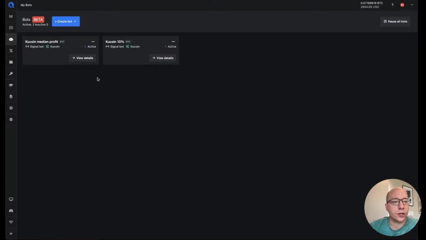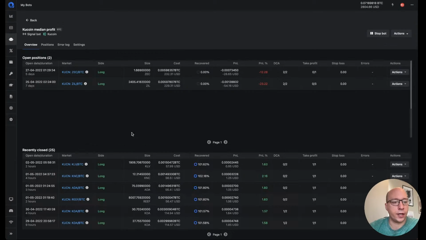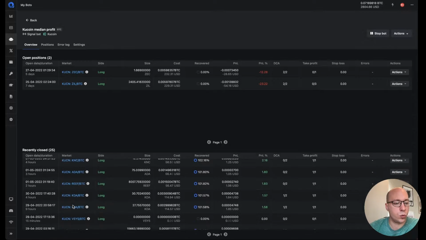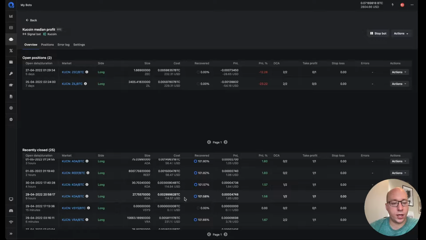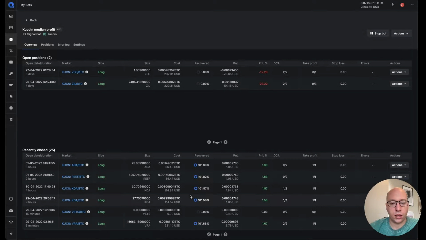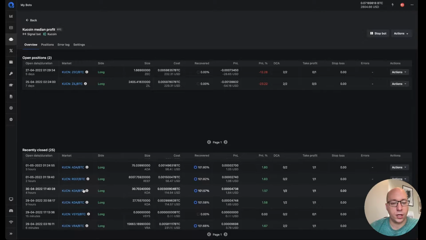Okay, so let's have a look at the trades since last Friday. And that was the 29th. So ZIL is the first one. Actually, that one didn't get hit because it timed out due to it not dropping quick enough. Then we had KDA twice, yes. So 9 hours and 4 hours, pretty quick after each other.